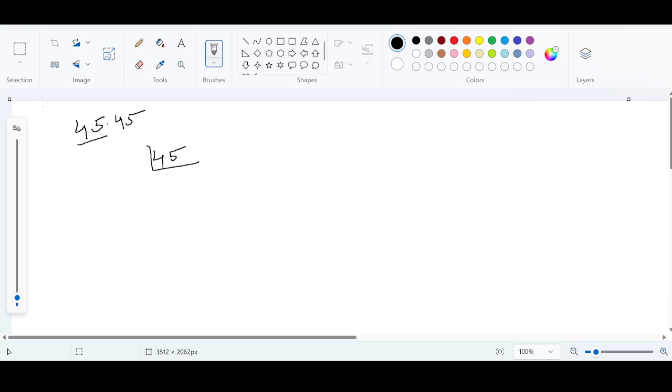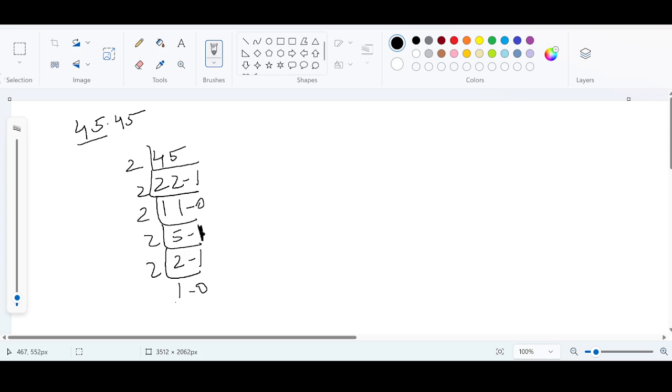Keep dividing this number by 2. 2 22s are 44, you get 1. 2 11s are 22, you get 0. 2 5s are 10, you get 1. 2 2s are 4, you get 1. 2 1s are 2, you get 0. You collect the remainders from bottom to top. What are the numbers that we have? 1 0 1 1 0 1. You have successfully found the equivalent binary number for the integer part.